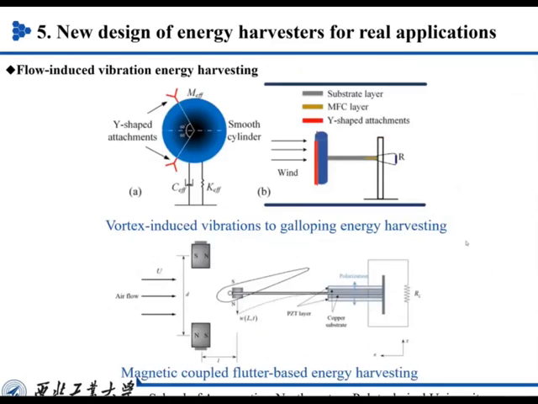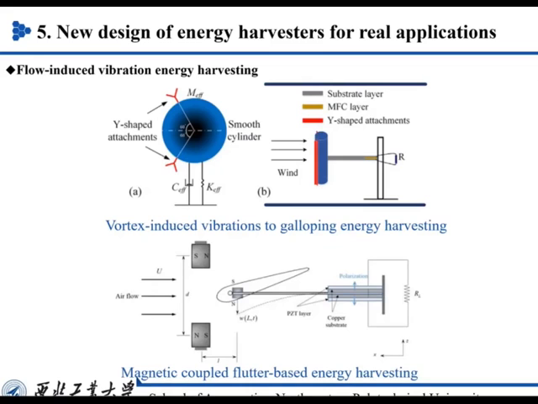Okay, the next work is on flow-induced vibration energy harvesting. I think next week Dr. Junlei Wang will also present some results about this. This is also cooperative work with him and Daniel. So this is a vortex. If we remove the wire attachment from the bluff body, it is vortex-induced.